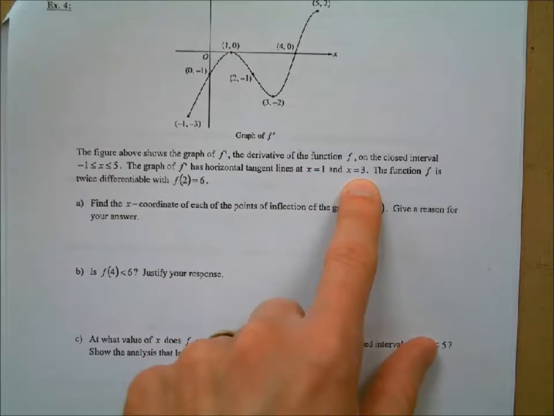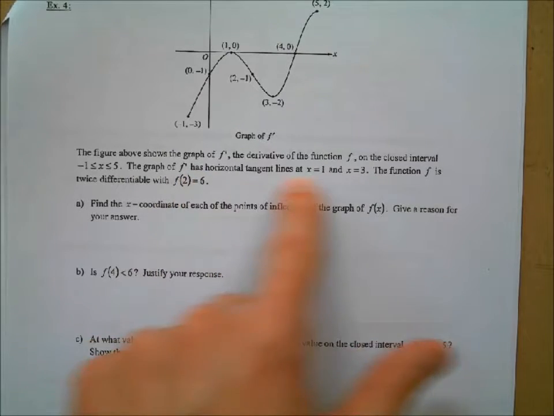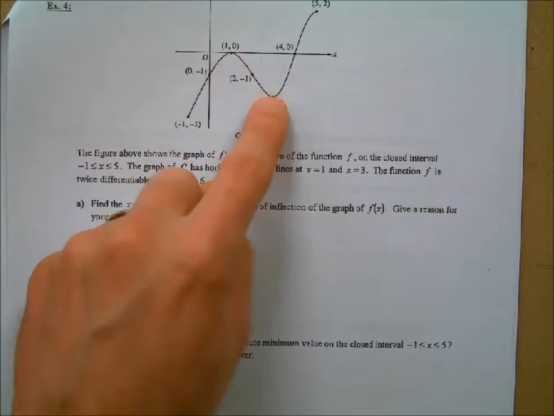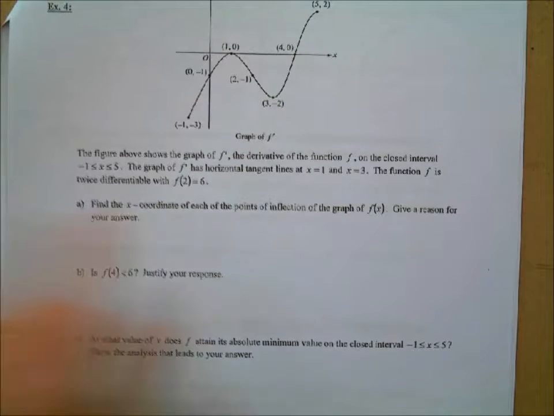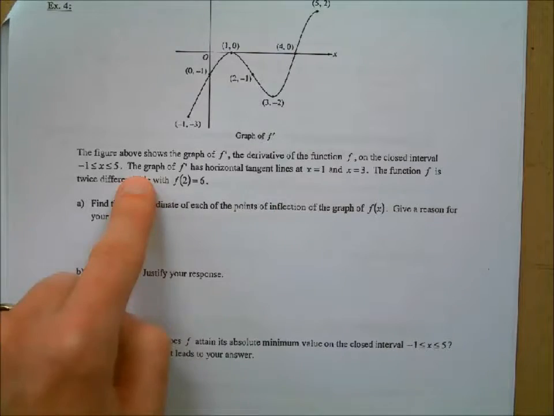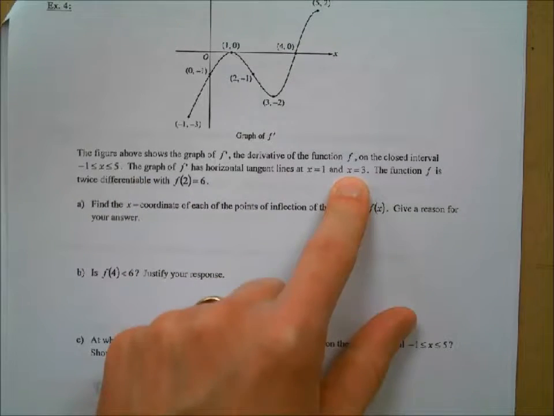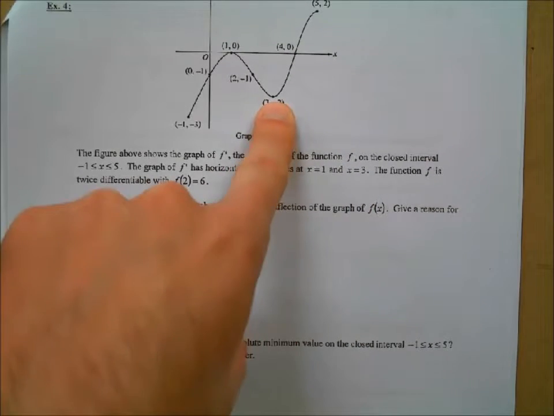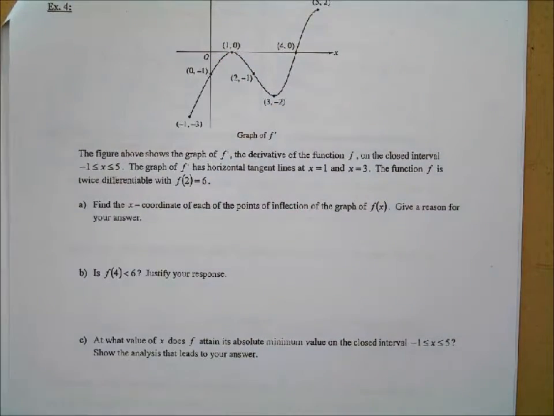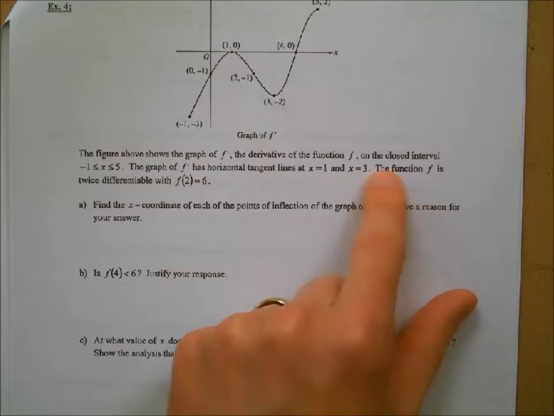Okay, so all that's telling us right there is that 1 and 3, they look like they are relative extrema, and in fact they are relative extrema because of the fact that we're told f prime has horizontal tangent lines. Sometimes they'll tell you this, sometimes they'll expect you just to be able to see, aha, that looks like the low point right there, that looks like the high point of the hill or the low point of the valley there. So whatever there. The function f is twice differentiable.